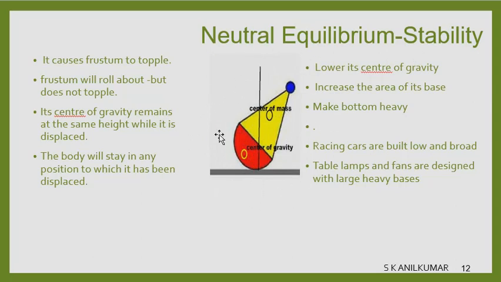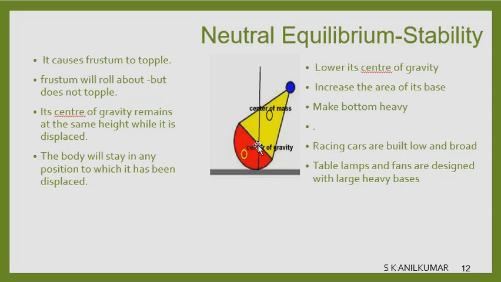Where do we use this concept then? Racing cars are built low. Why? Because the lower center of gravity will remain low, so it will not topple. And then it is built broad. Why? Howsoever you tilt it, it will not topple down, it will only tremble here and there, because the center of gravity, if the base is broad, will remain within the base.